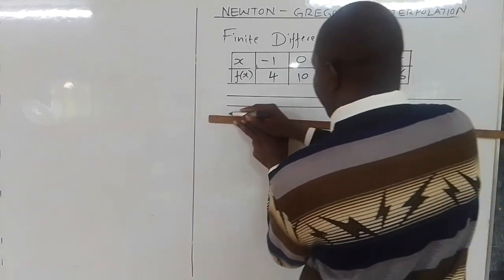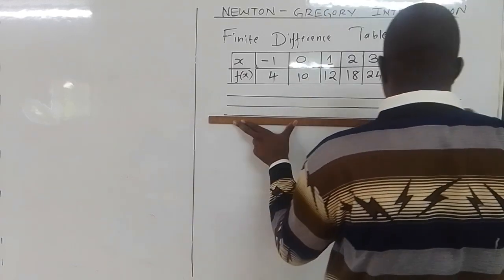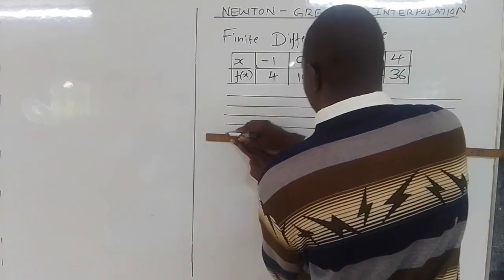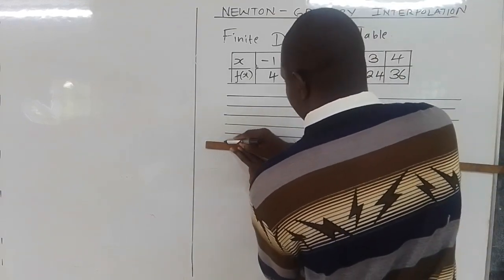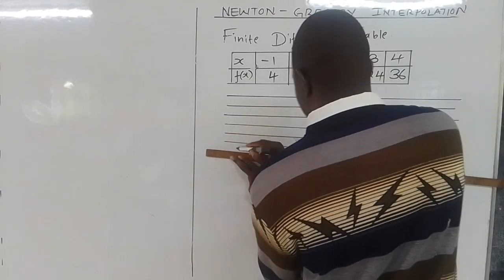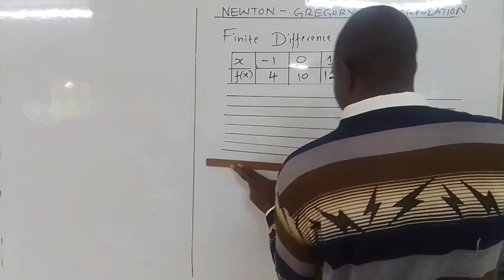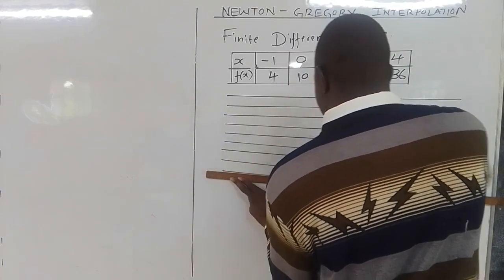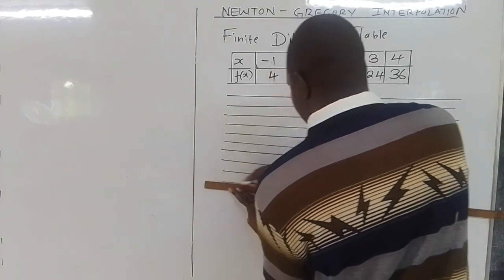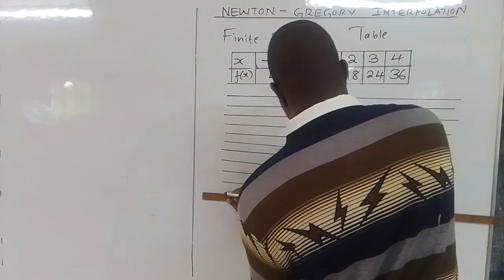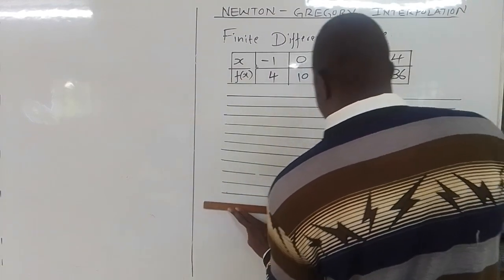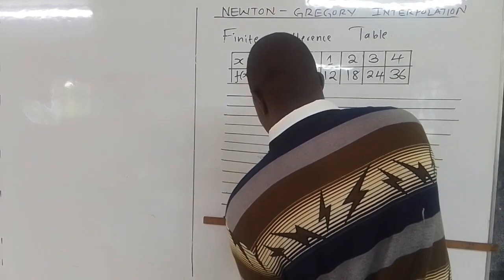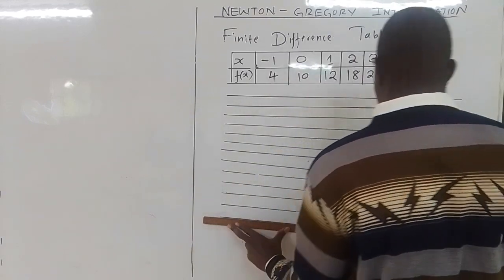That is 1, 2, 3, 4, 5, 6, 7, 8, 9, 10, 11, 12.